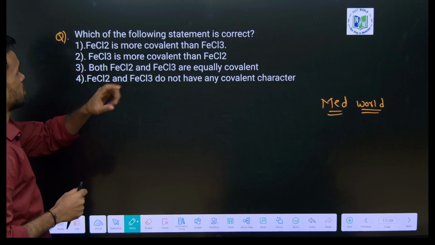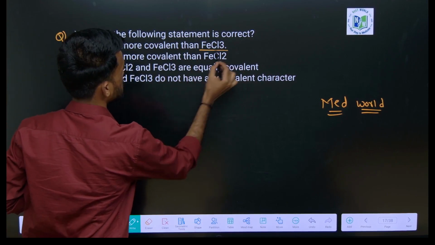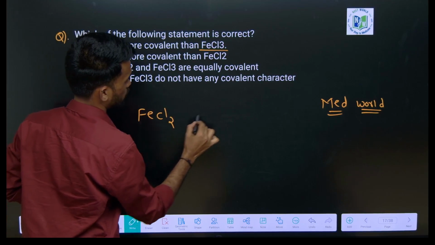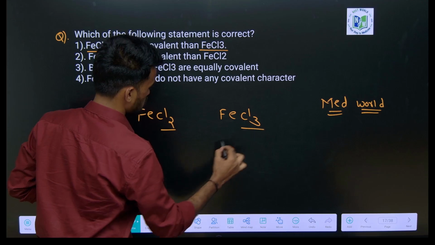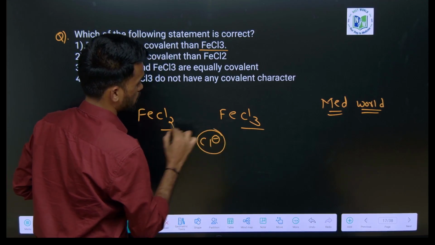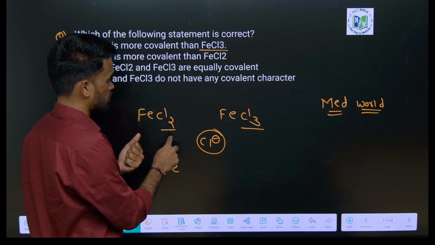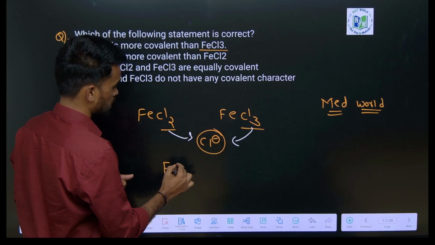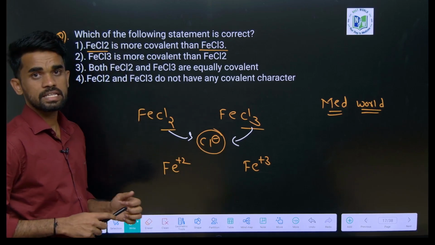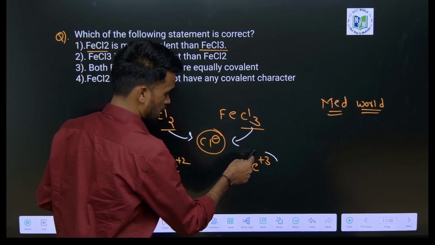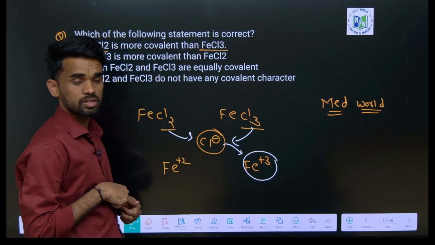Once again, read this question. Which of the following statements is correct? Here we have two compounds: FeCl3 and FeCl2. In both cases the chloride ion is common, so the anion is common in both cases and we cannot decide our answer with respect to anions. If we look at the cations, here it is Fe +2 and here it is Fe +3. Which cation has more positive charge? Since this has more positive charge, it will easily drag the negatively charged electron cloud towards itself.